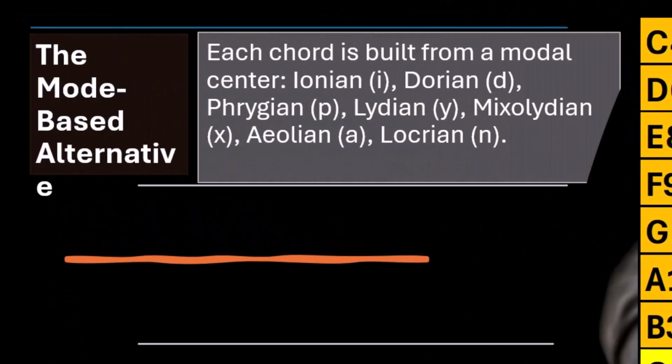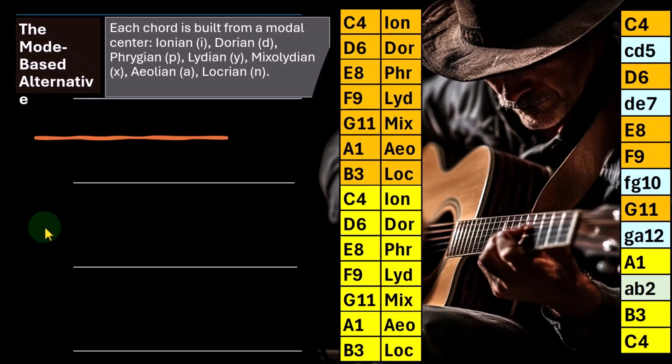Each chord is built from a modal center. So we have the Ionian, the Dorian, the Phrygian, the Lydian, the Mixolydian, Aeolian, Locrian. Now there are conspiracy theories out there. People are trying to scare us by saying that the modes are too intimidating, so they don't want to learn them. They're too confusing. But again, it's more intuitive to use the modes.